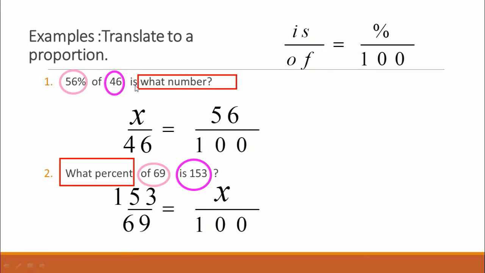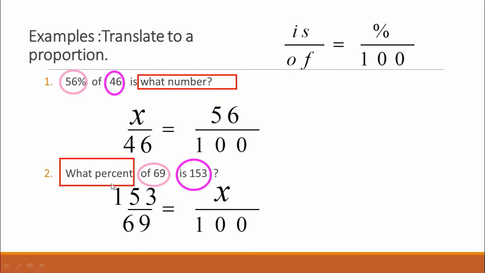56% of 46 is what number? "Is what number" means the part is missing. Part is unknown. So using this formula, the unknown part is x, and the whole value is 46. Now is over of equals 56 divided by 100.